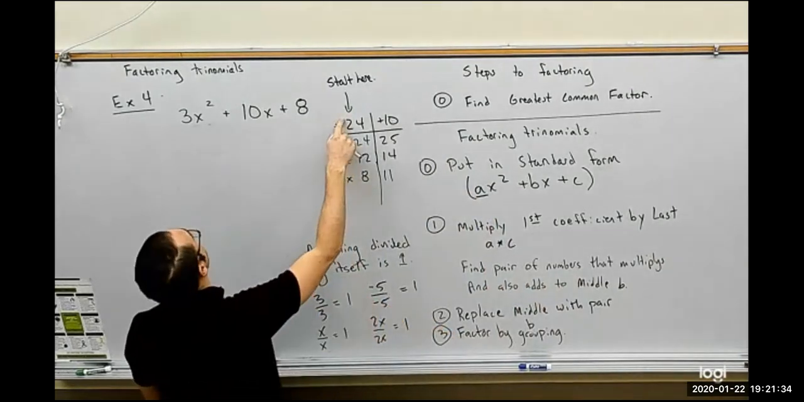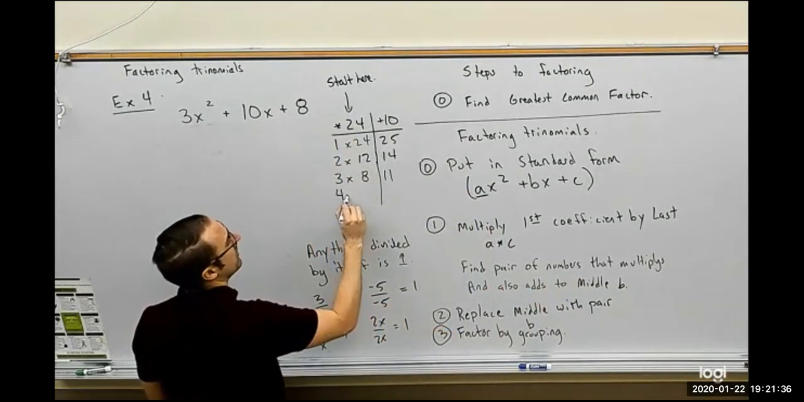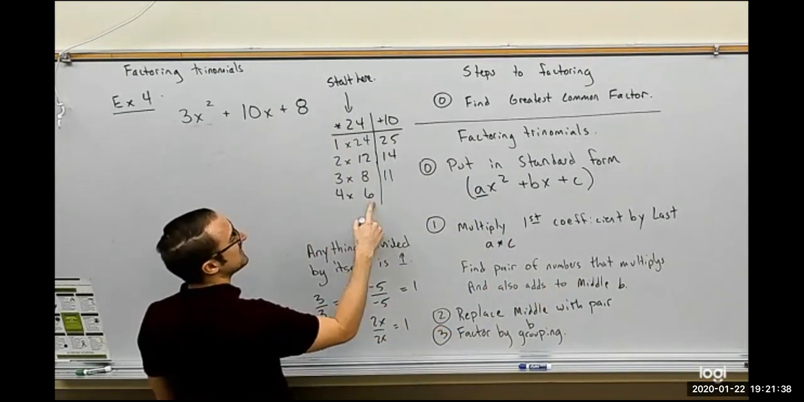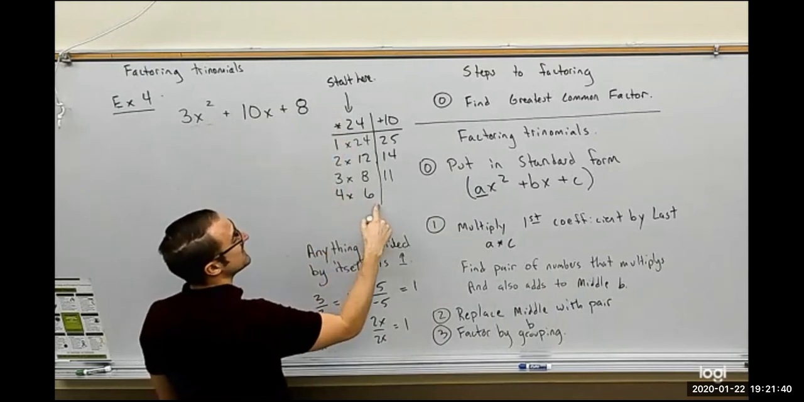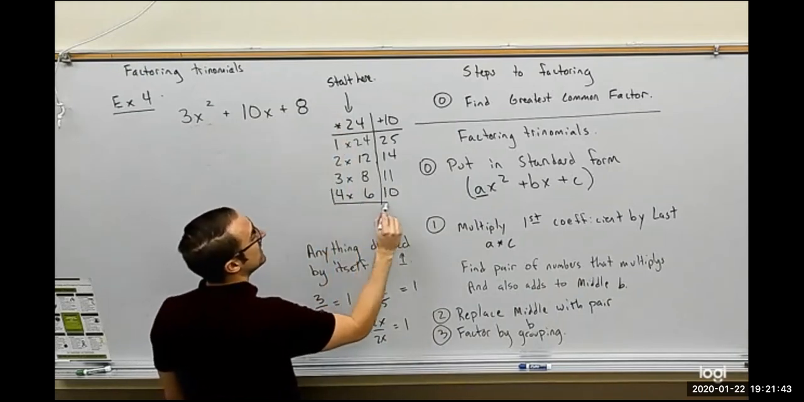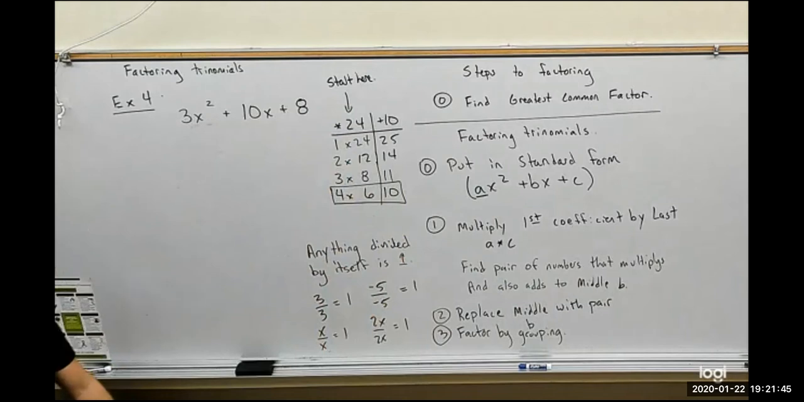All right, 24 divided by 4. 24 divided by 4 is 6. 4 times 6 is 24. 4 plus 6 is 10. 10. That's it. We're done. Let's stop. We found it. Okay.